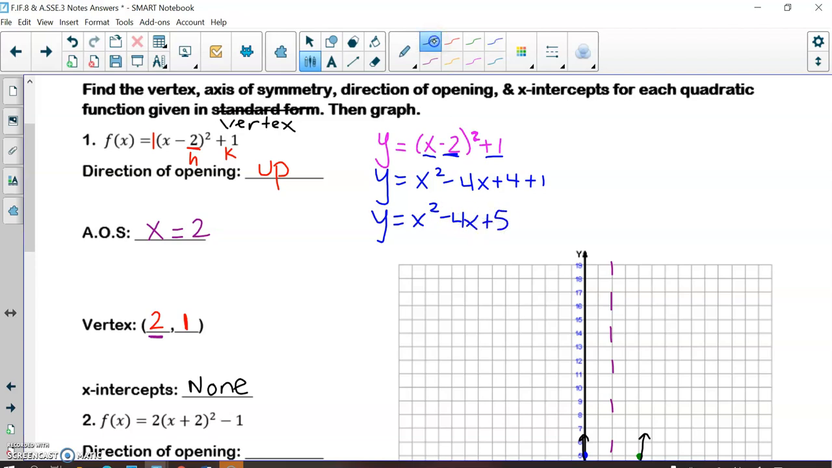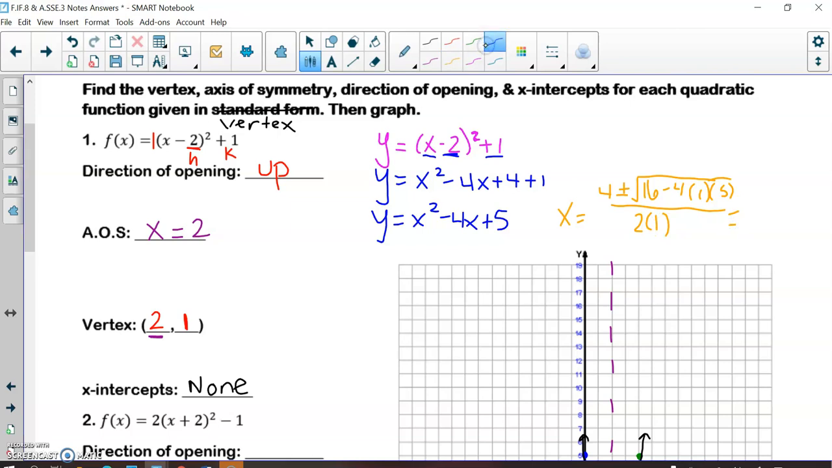So let me show you, again, we're proving that there's no x-intercepts here by using the quadratic formula. x is equal to the opposite of b, that would be 4, plus or minus the square root of b squared, which is 16, minus 4 times my a times my c, all over 2 times my a.